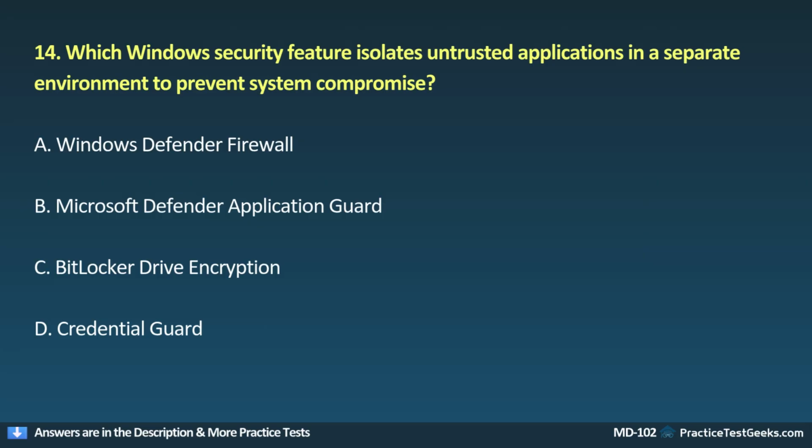14. Which Windows security feature isolates untrusted applications in a separate environment to prevent system compromise? A. Windows Defender Firewall. B. Microsoft Defender Application Guard. C. BitLocker Drive Encryption. D. Credential Guard.